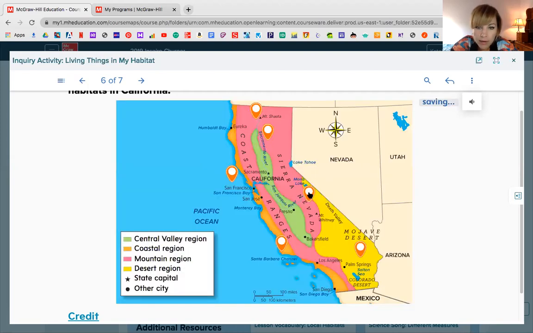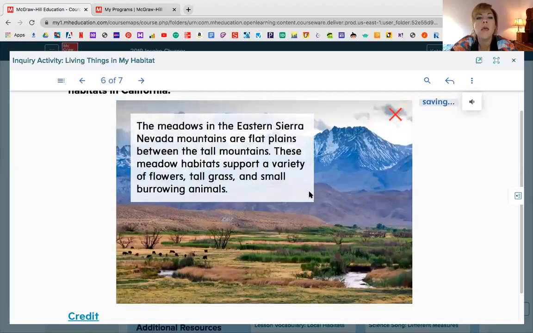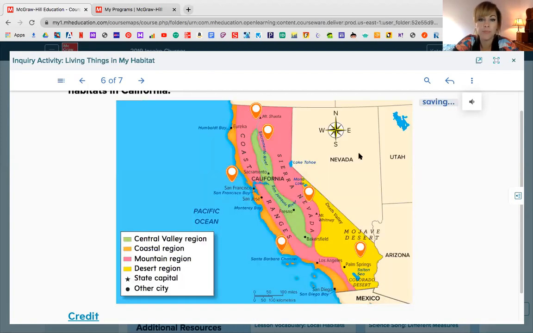Okay, let's check out right here, which is in the mountains. The meadows in the eastern Sierra Nevada mountains are flat plains. You guys know what plains are, that there's no hills. They enjoy the flat plains between the tall mountains. These meadow habitats support a variety of flowers, tall grasses, and small burrowing animals. Burrowing are the ones that dig underground.